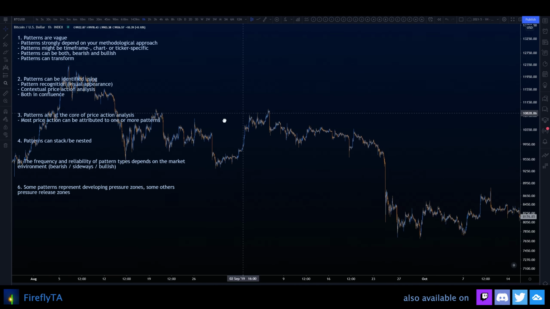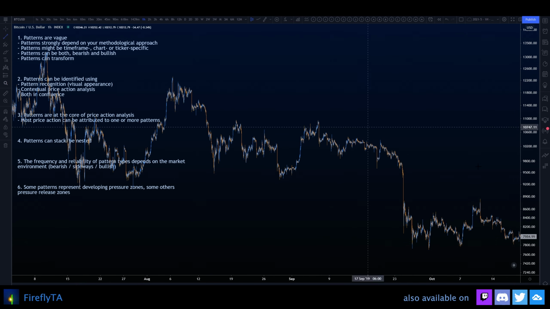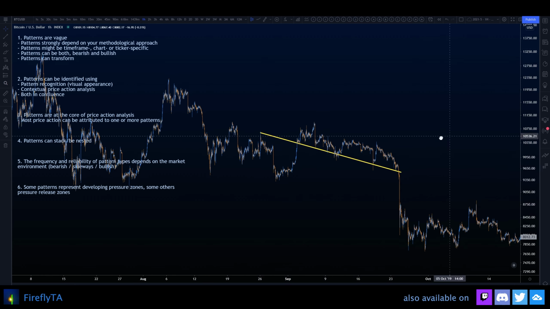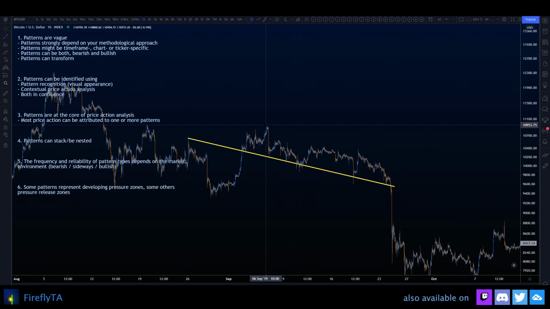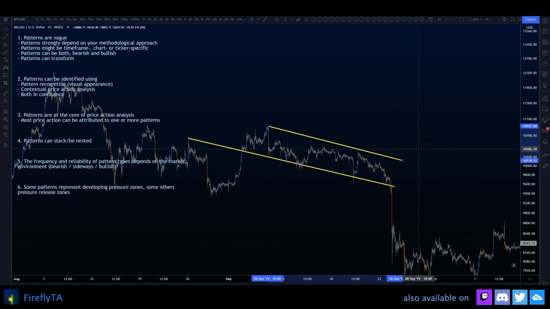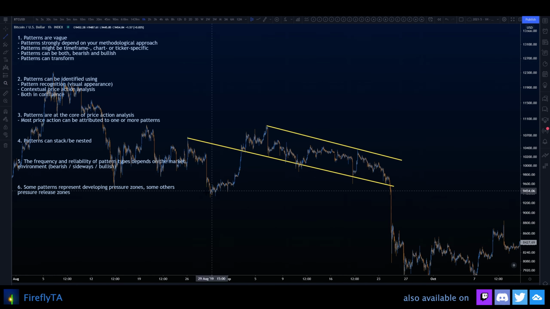Let's maybe look at this one. Here you can see we have this trend line that is somewhat holding price. We have kind of a channel structure here, but you can also draw different patterns.